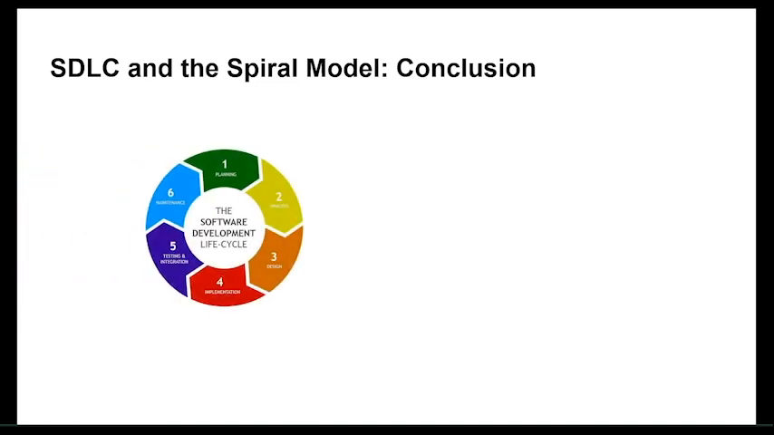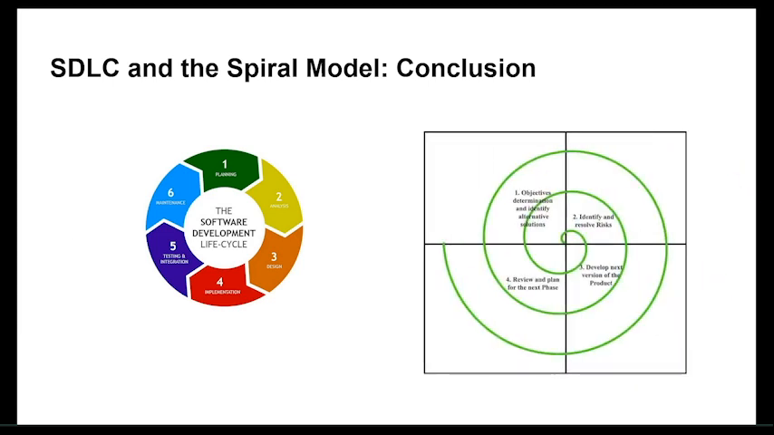Finally, let's conclude our discussion. The software development lifecycle provides a structured approach to software development, ensuring quality and systematic progress through distinct phases. And the spiral model, with its iterative and risk-focused approach, is particularly useful for large, complex, and high-risk projects. Understanding these methodologies helps in selecting the right approach for our software development needs.